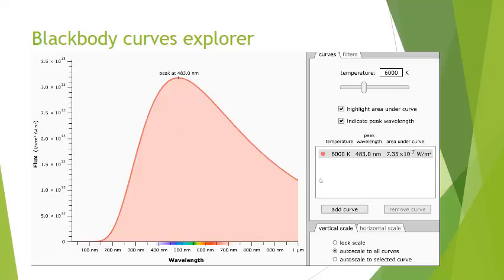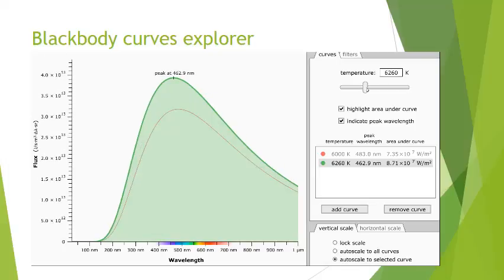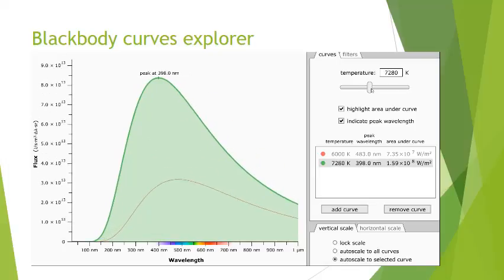Now, I'm going to go ahead and save that one. And now let's add another graph that's going to show a cooler star. So let me go down to a 5,000 Kelvin star.